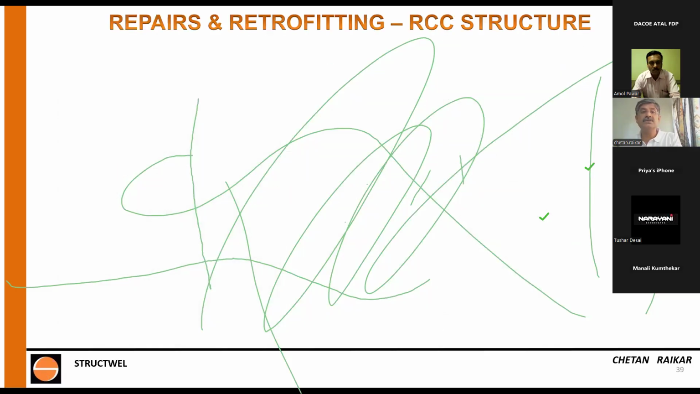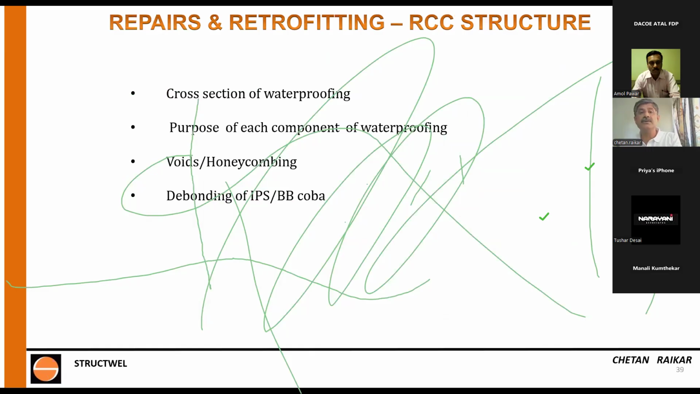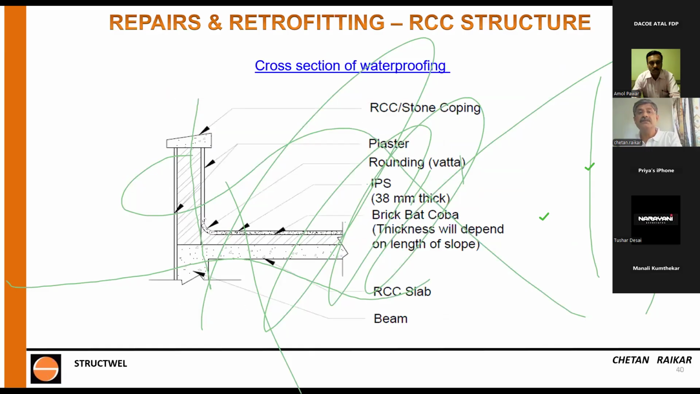RCC structures. Let's go a little fast. Cross section of waterproofing, purpose of. Now this is the cross section of waterproofing. What I wanted to share. It's already 12:20, only 5 minutes more for me.